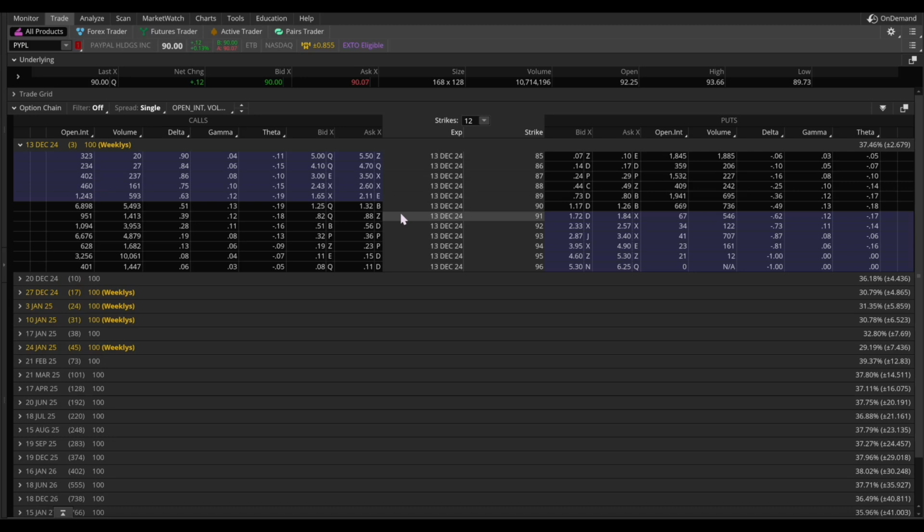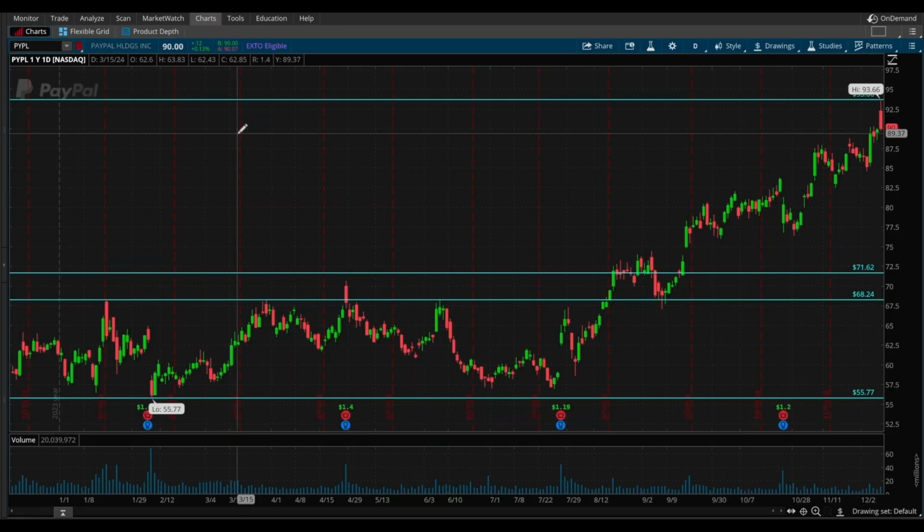Now with this in mind, it leads into number 4, which is going to be understanding technical analysis and of course how to read the charts. So I'm going to go ahead and hit the charts tab so we can discuss this in more detail as well.